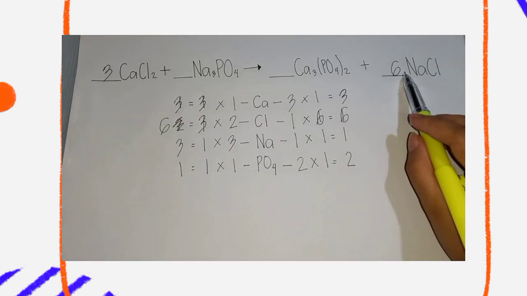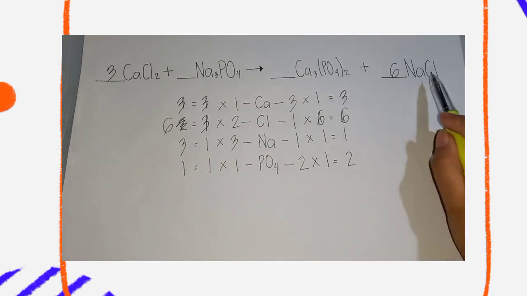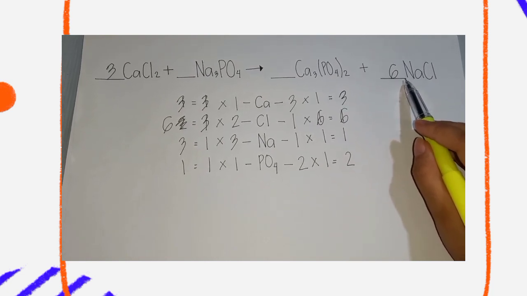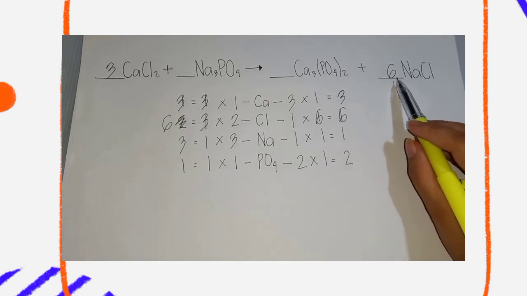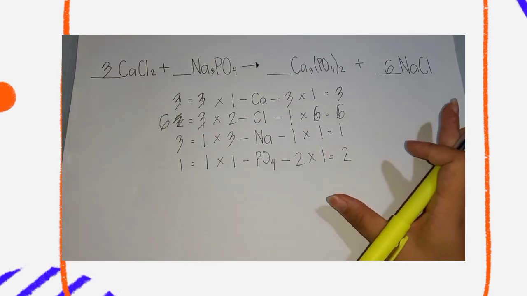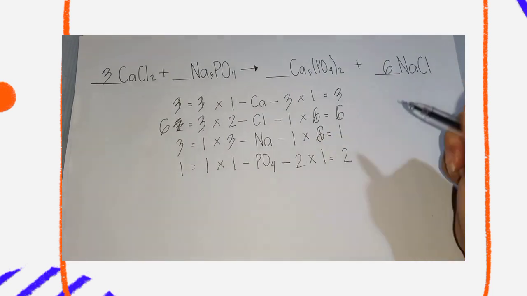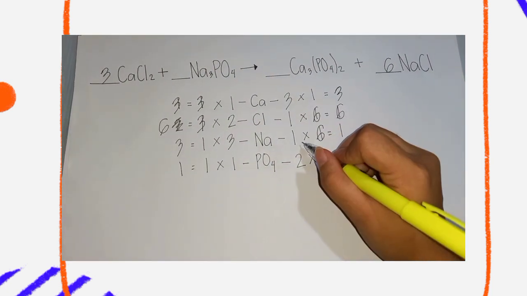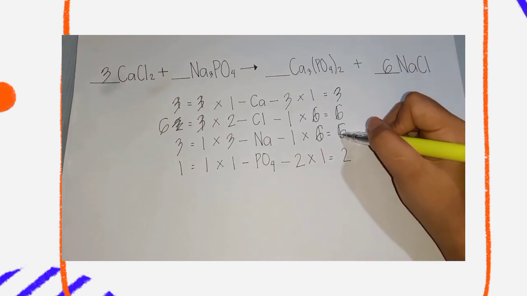And as we put a 6 as the coefficient for chloride, the coefficient for sodium is also affected. We also need to change the coefficient for sodium, but only on our product side. So we need to write 6 here as it is affected. So we now have 1 times 6, which results in 6.